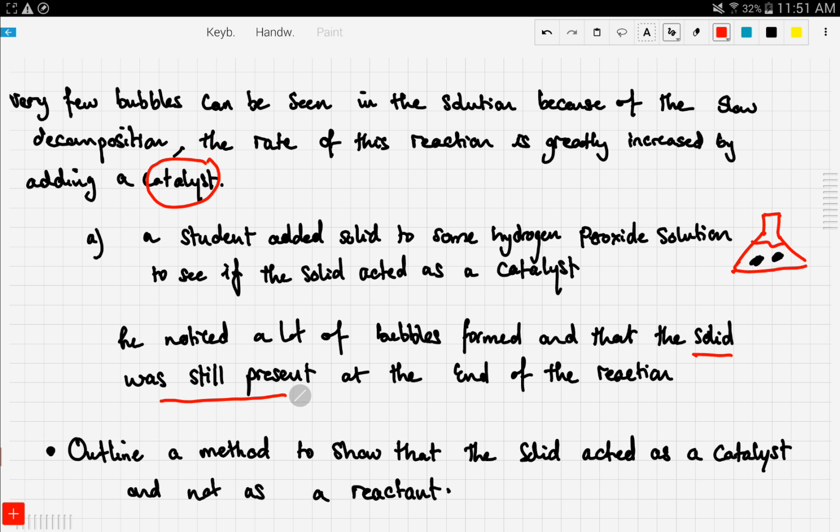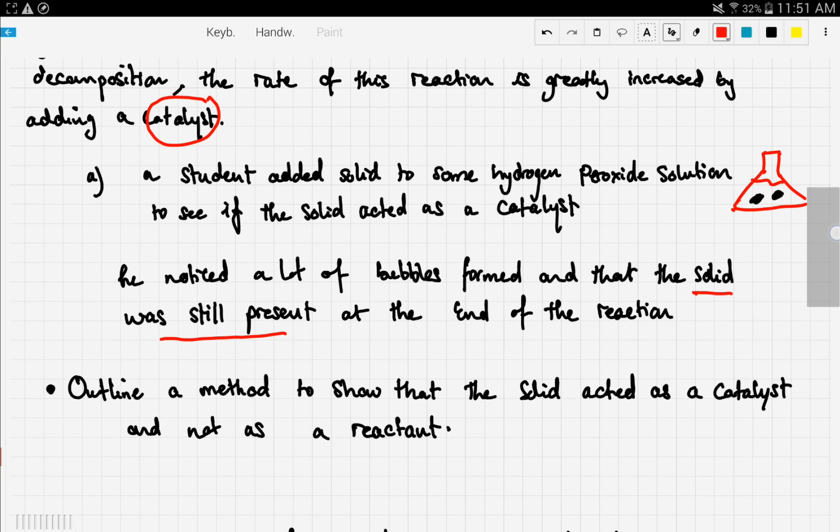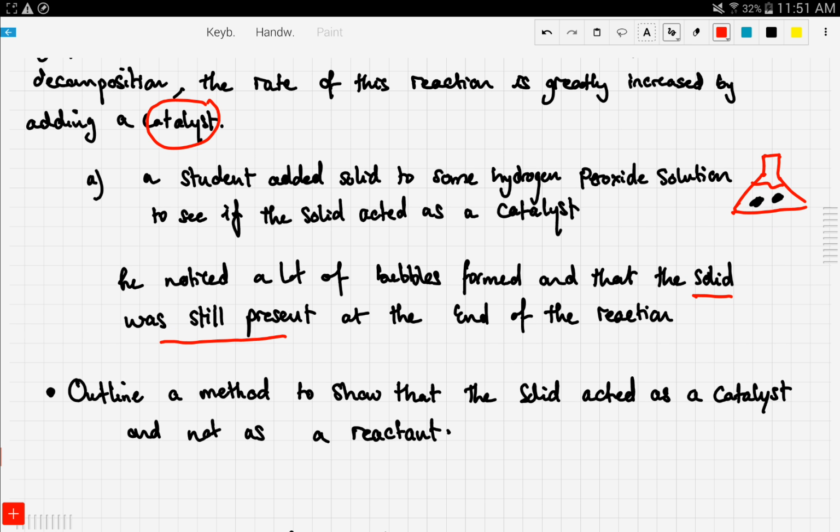So he says outline a method to show that the solid acted as a catalyst and not as a reactant. Well, when he says outline a method right here, he wants you to give an experimental method. He doesn't want you to say it in words or theoretical stuff. He wants you to answer in terms of an experimental answer.